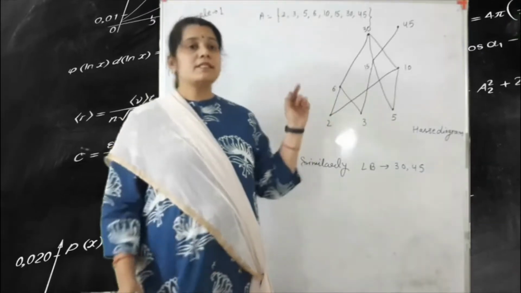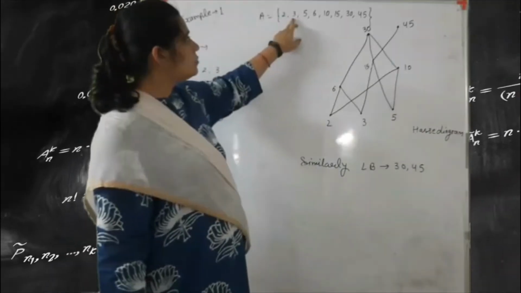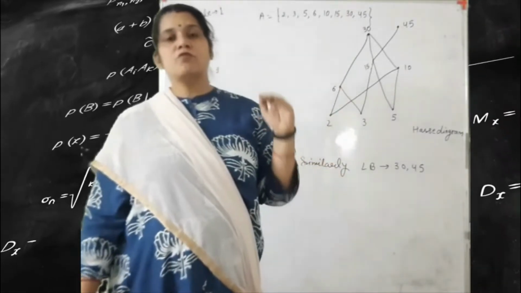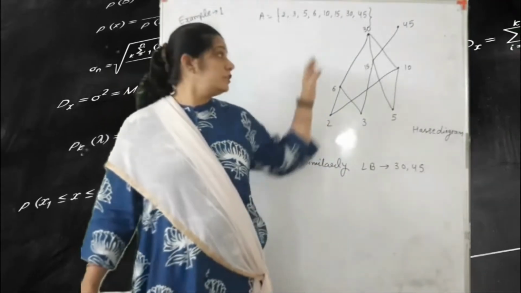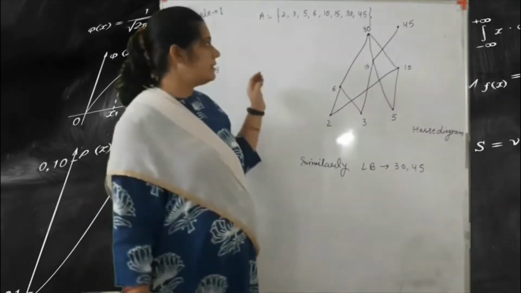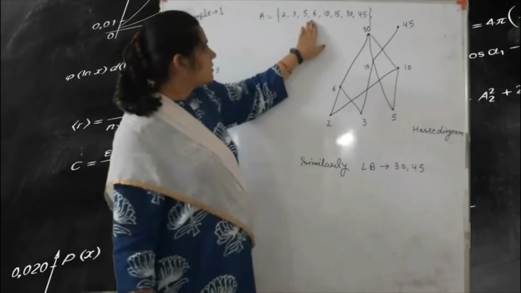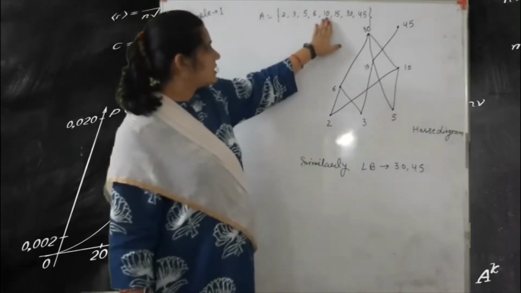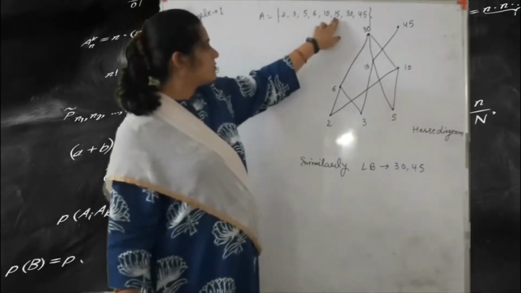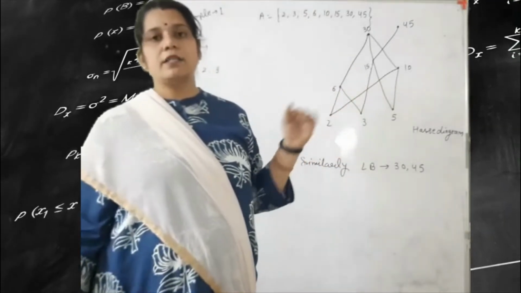Okay. So this is the example: A is equal to, we are given the set A is equal to 2, 3, 5, 6, 10, 15, 30 and 45. With the help of this set, we are given the divides rule, that means the relation is divides, and here we draw the Hasse diagram. Okay, that means 2 divides 6, 2 divides 10, 2 divides 30. According to this, 3 divides 6, 3 divides 15, 3 divides 30, 3 divides 45. So according to this we draw the Hasse diagram.